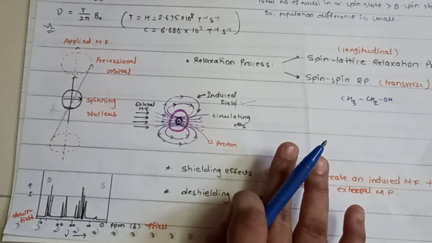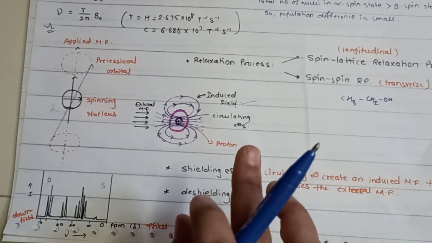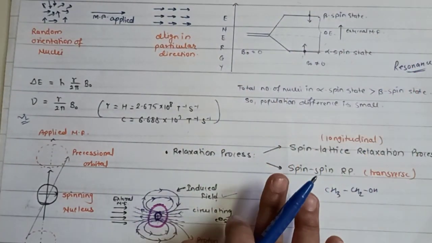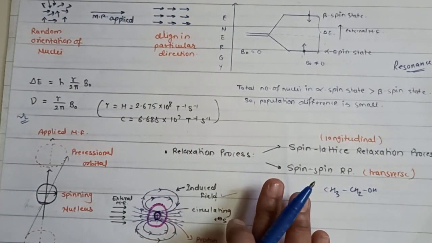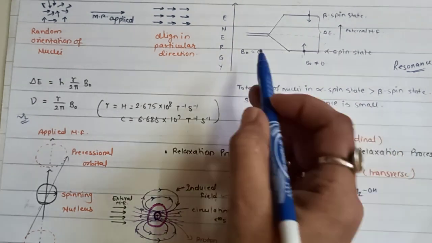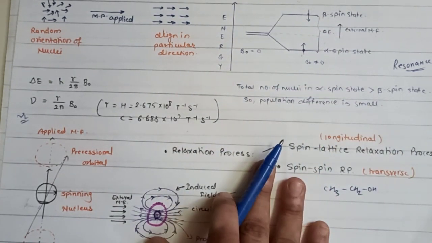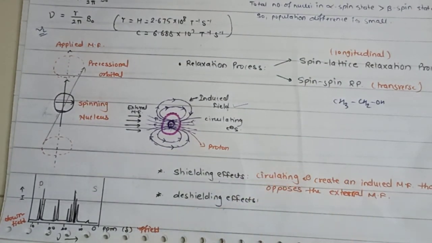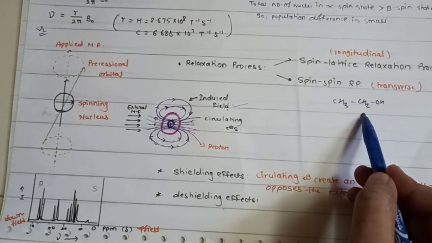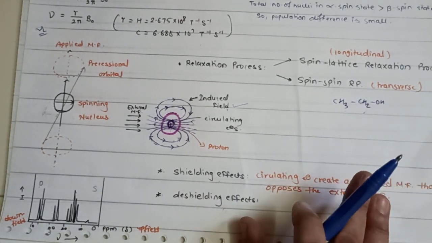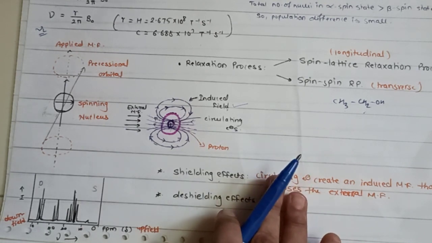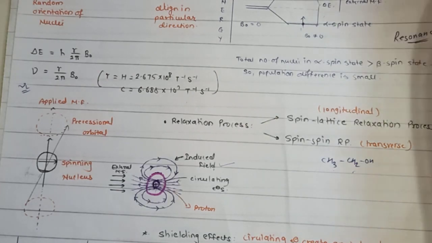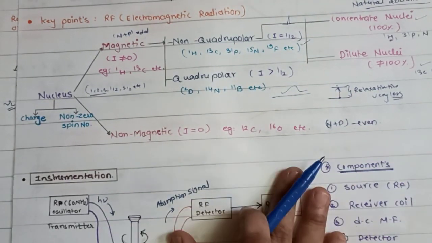As a result, protons in different electronic environments will exhibit different energy gaps between the alpha and the beta spin states, and therefore they absorb different frequencies of radio frequency waves. These phenomena of shielding and de-shielding allow us to explore the chemical environment of each and every hydrogen in a given molecule. So these are some of the points I am covering in this NMR spectroscopy chapter: some basic theory and the instrumentation part.